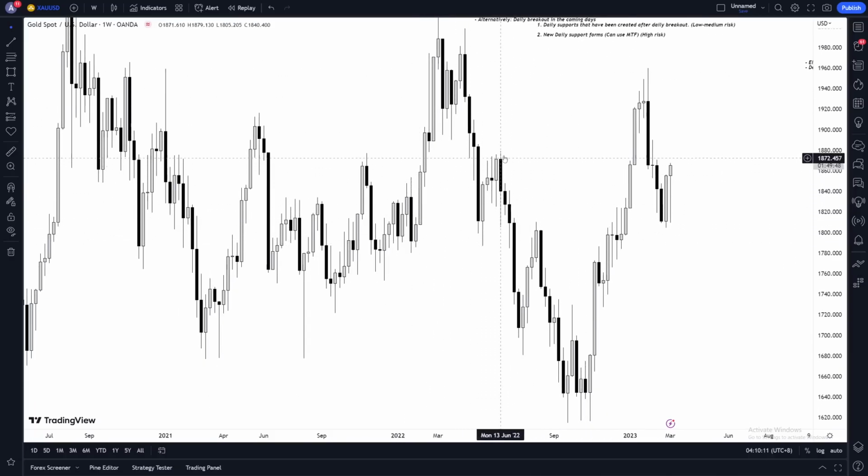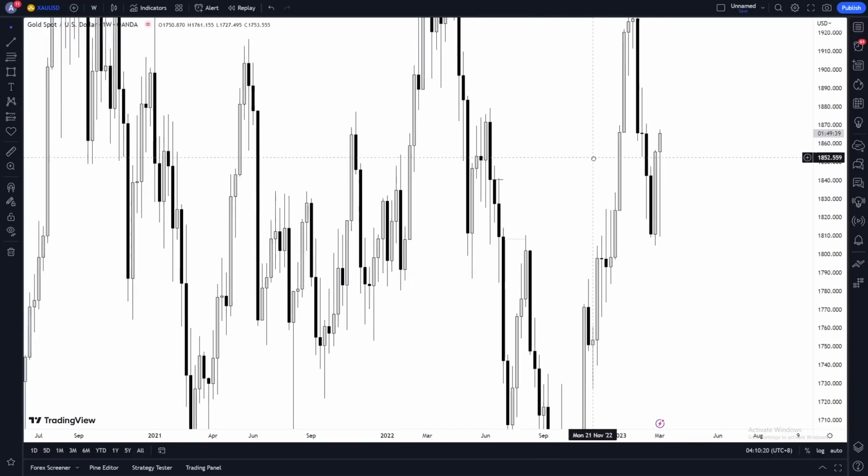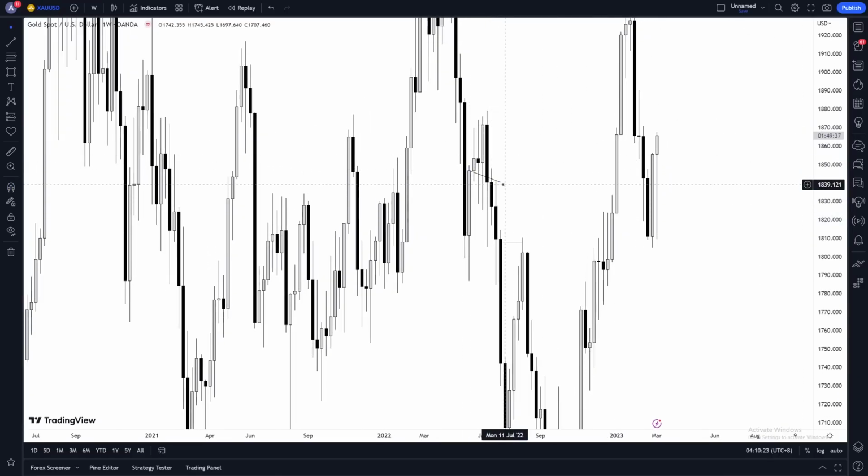Weekly reject weekly, daily breakout, right? Daily breakout, price went up. I'm not sure what it rejected from, but it came here, it broke the weekly bearish, and then I think the weekly bearish started from right here, guys. Or no, it started from right here.